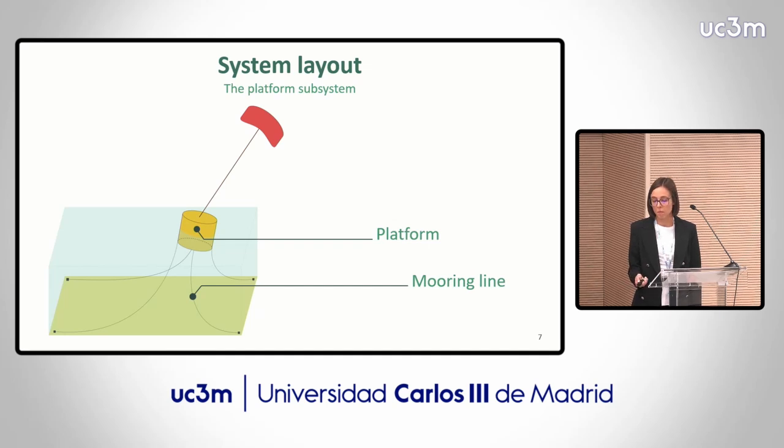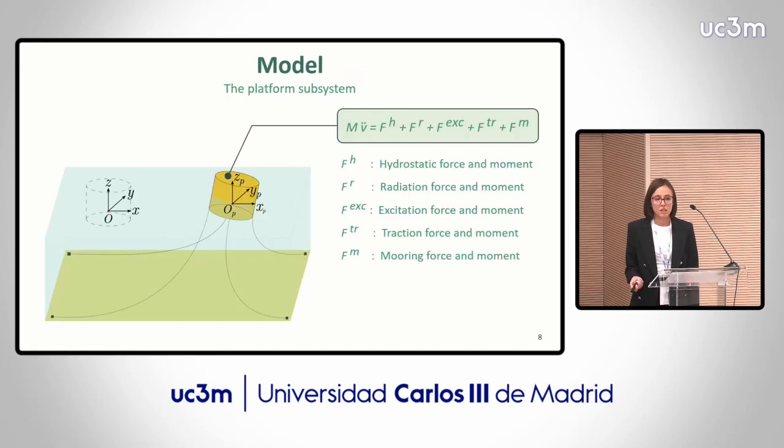The idea of the model is similar to the one of the kite. So we have a vector v containing the variables that we need to describe the position of the platform, which are the displacement along the three axes x, y, and z, and the rotation along these three axes. On the right-hand part of the equation of motion, we have the forces. The first two, Fh and Fr, are the hydrostatic force and moment, and the radiation force and moment, which are the forces and moment related to the hydrodynamics of the platform.